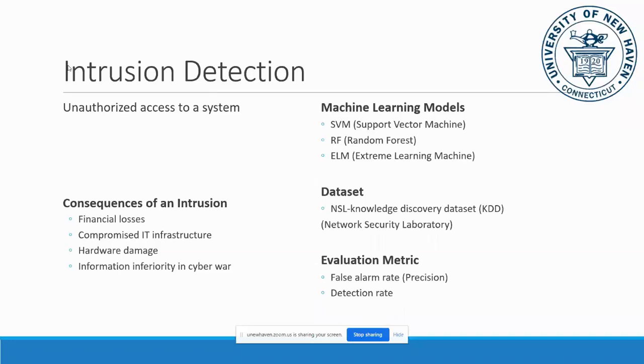They picked 3: support vector machines, random forest, and ELM, extreme learning machine, which is just another name for a feed-forward neural network. The dataset they used is the Network Security Laboratory Knowledge Discovery dataset. It's derived from the original KDD99 dataset, which was from the KDD Cup 1999 competition. So how did they evaluate these models? They evaluated upon 2 things, the false alarm rate and the detection rate.